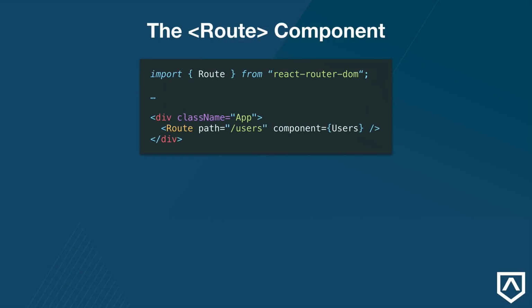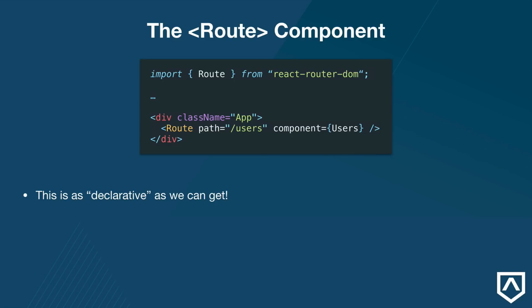So here we've imported the component Route from React Router DOM, and it's important to note that everything we're going to import from React Router DOM is going to be a component. These are JSX components that we can use inside our JSX anywhere. All right, now let's look at the route that we have defined in our code.